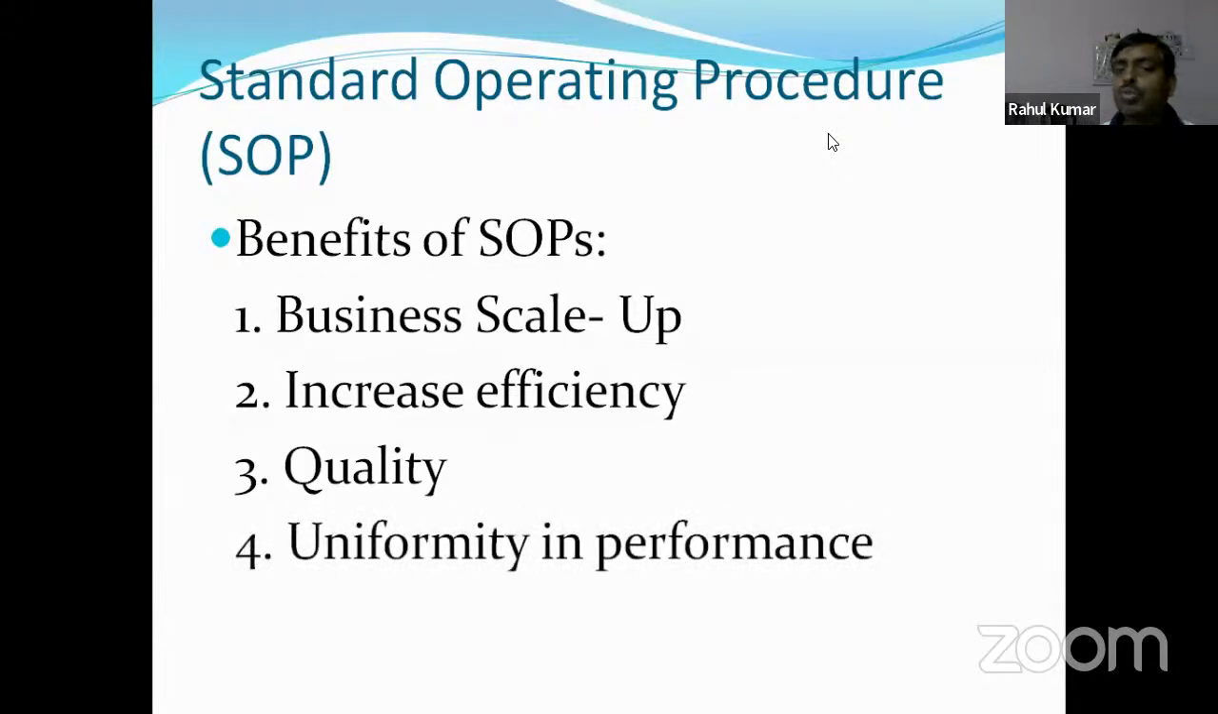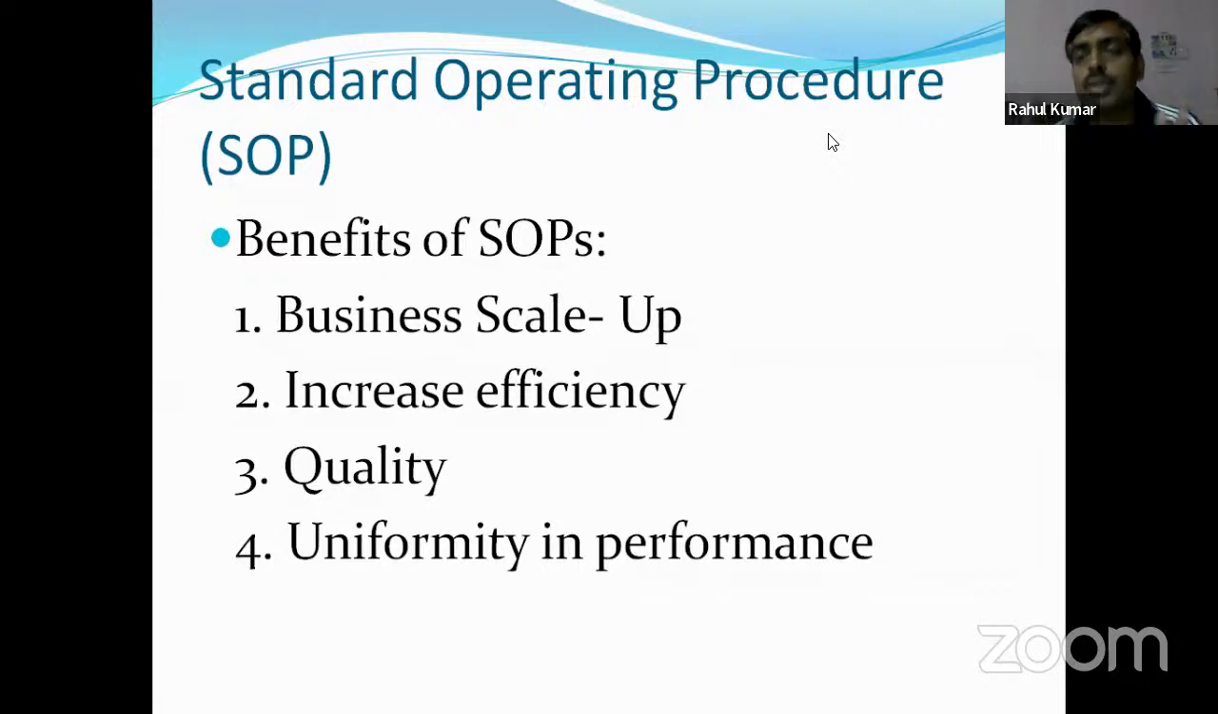And the fourth one is uniformity in performance. That means if in the month of March our total sale value is 1 crore, then in the next month we also have 1 crore sale value. Or if a certain quantity is going to be cast on a certain day, then on the next day also we are going to produce the components in the same order. That means uniformity is there.